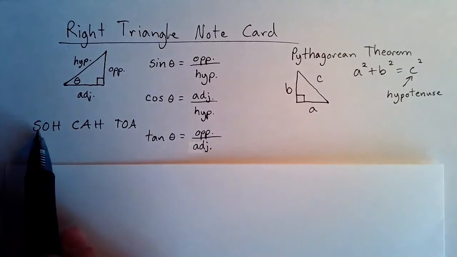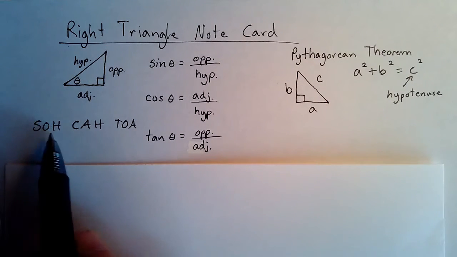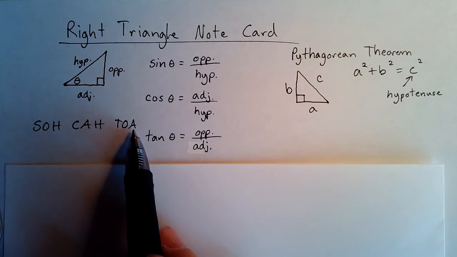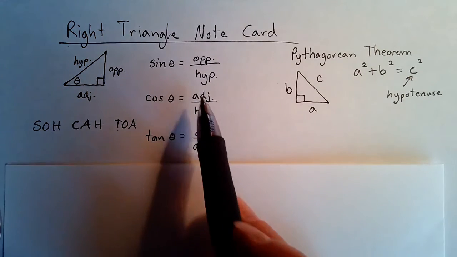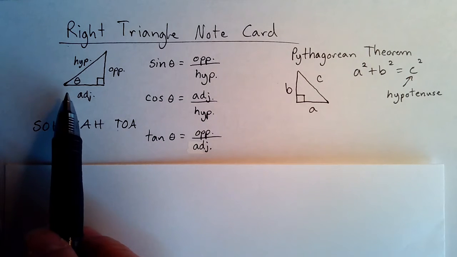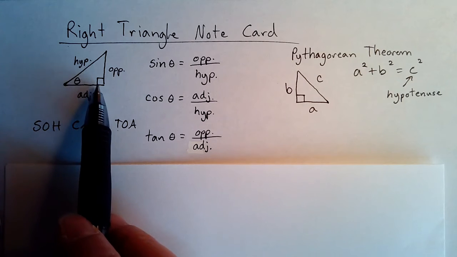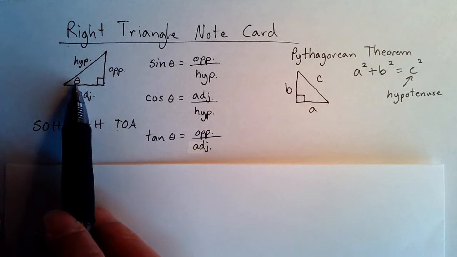SOHCAHTOA. So the sine is the opposite over hypotenuse, cosine is the adjacent over hypotenuse, and the tangent is opposite over adjacent. Okay, so that's for this part. And I like to have a shape there, like a triangle, so that it can help remind you where the hypotenuse is. It's across from the 90-degree angle, and the opposite side is across from your angle of reference, and the adjacent is next to it.